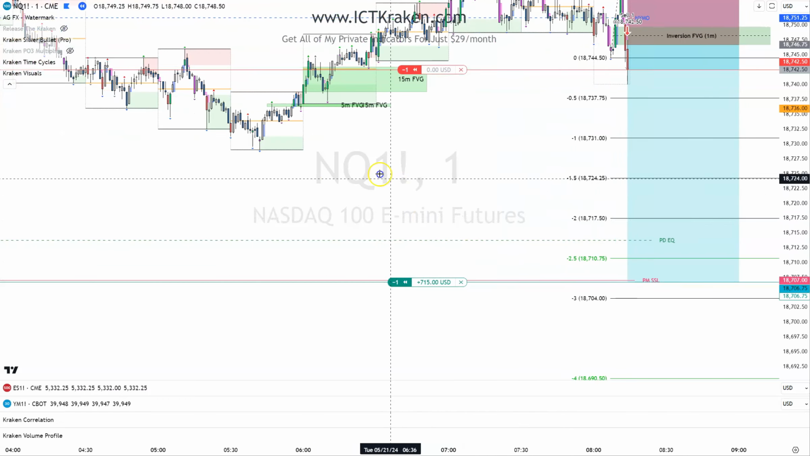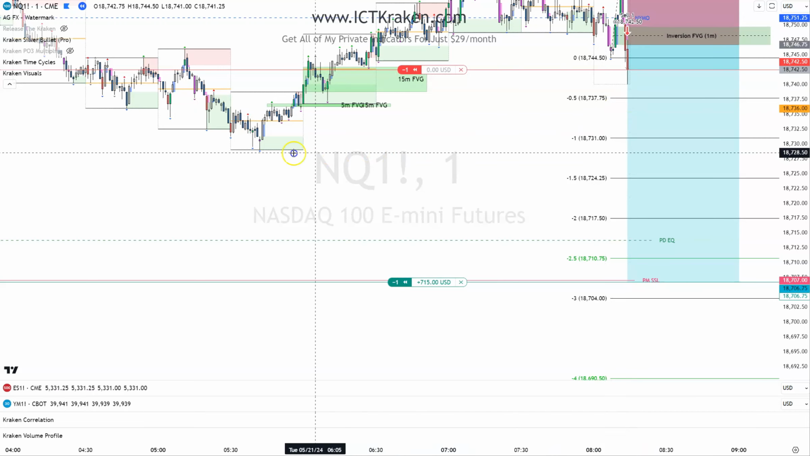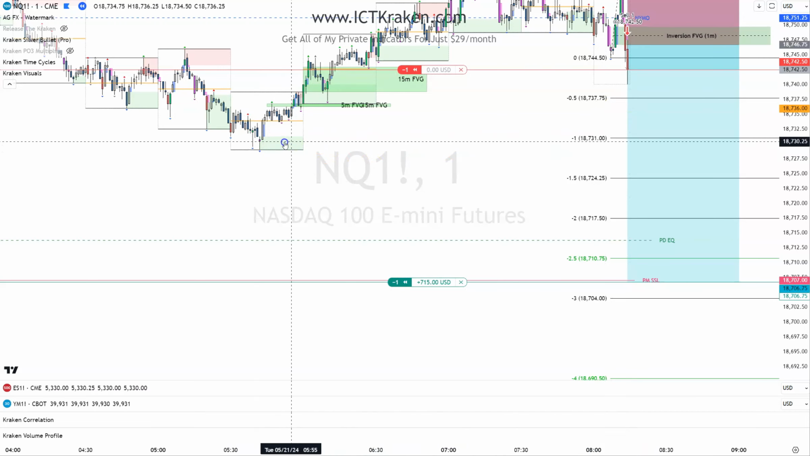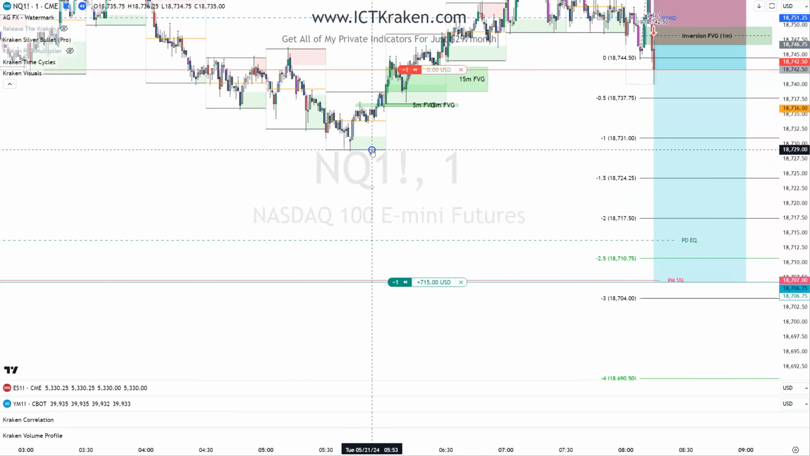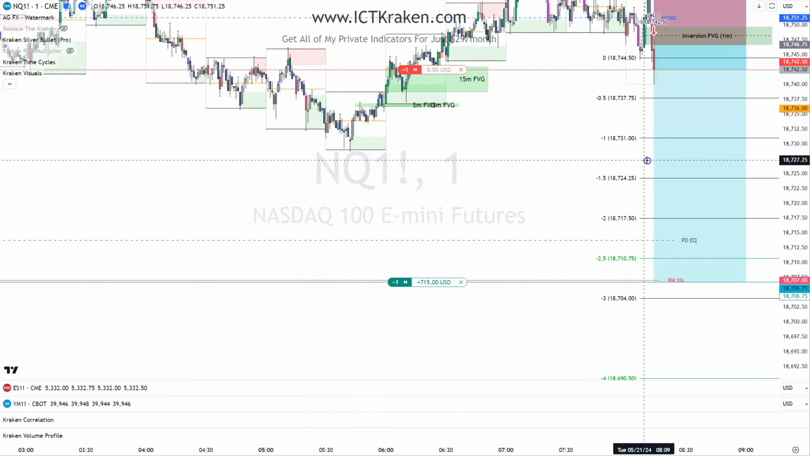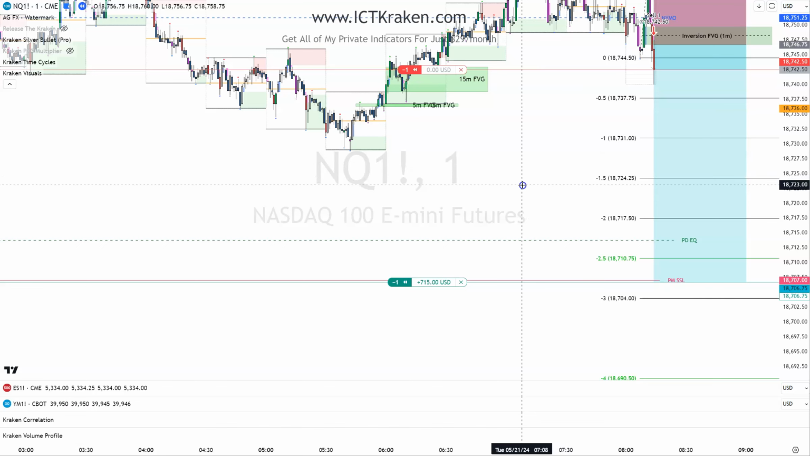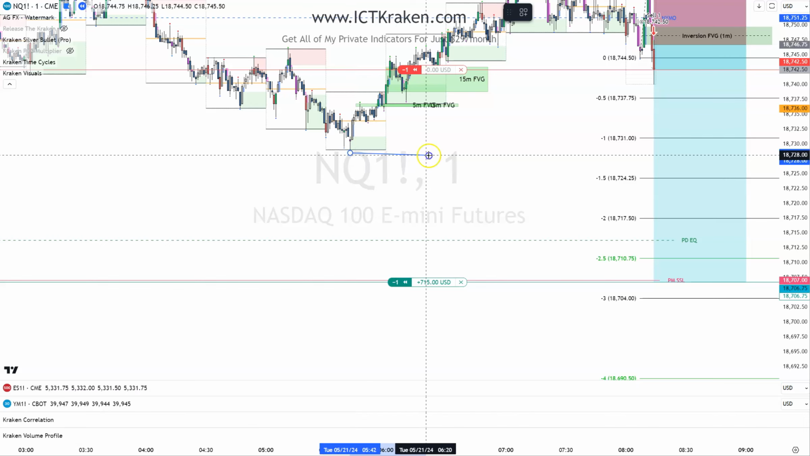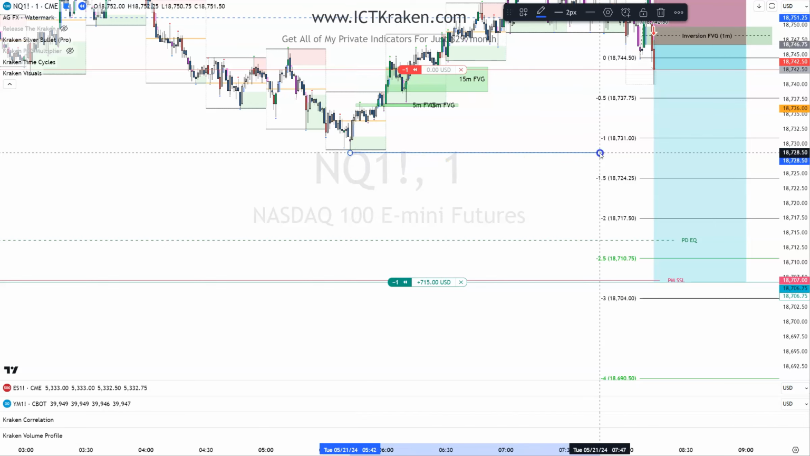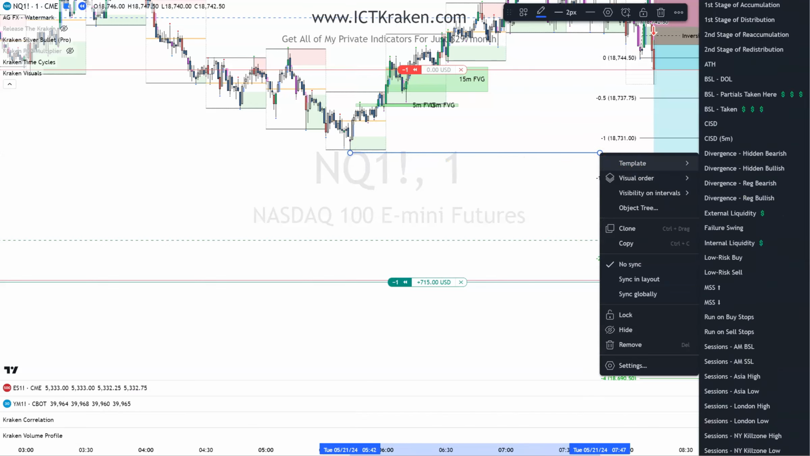That's good. If we had more contracts, we'd take a partial under this low here because that's going to be a 90-minute cycle low. So I would have taken one here. You know what? Let's just mark that just so you can see where I would take it. I'll put partials taken here.